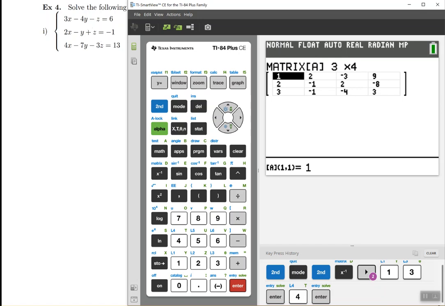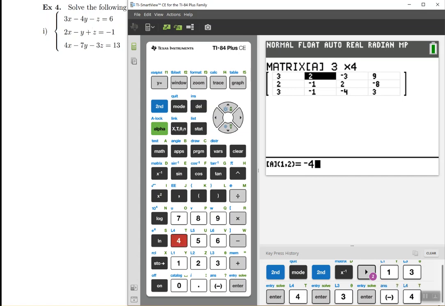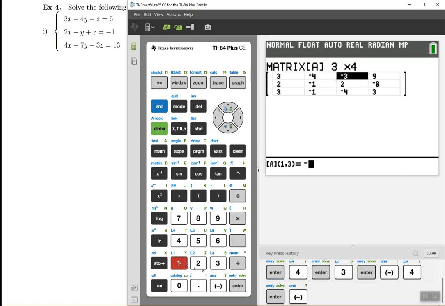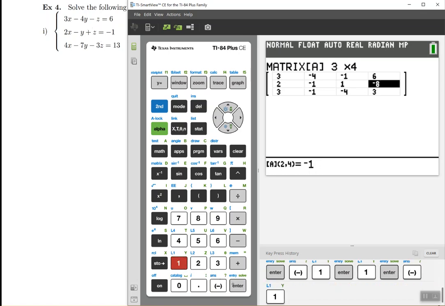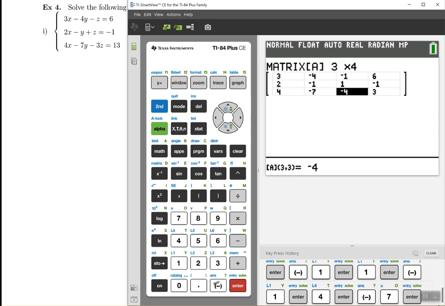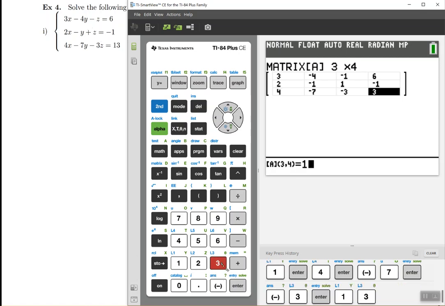And as usual, you don't have to clear or delete anything. You could just type the new numbers on top of the old numbers. So the first number in my new problem is 3. Just click 3 and then hit enter. Then -4 and so on. So -1, 6, and keep going. 2, -1, 1, -1. Then finally 4, -7, -3, and 13. And it takes you back to the first spot.